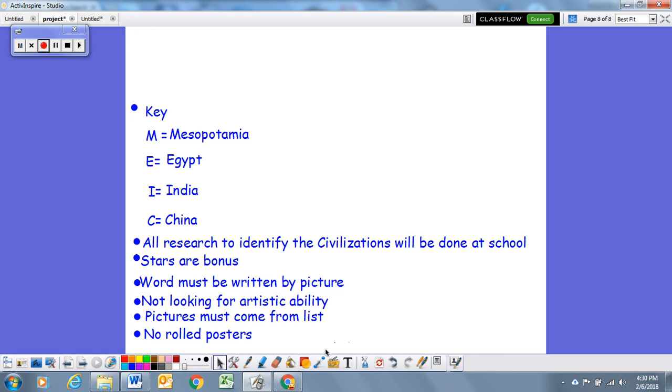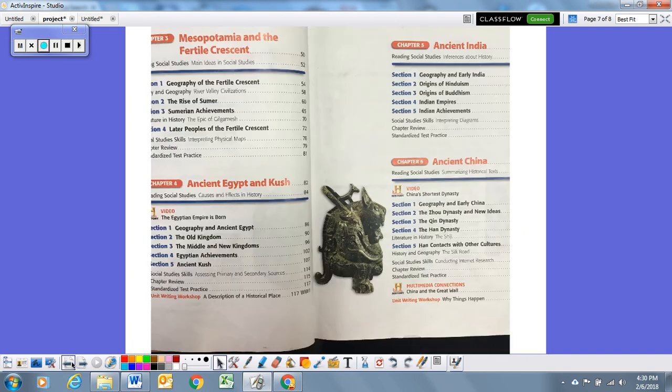Also, no rolled posters. If you're embarrassed by your poster, I can understand that. Don't roll it up. Bring it to school in a garbage bag, and when you come into class, just take it out of the garbage bag and give it to me. Go ahead and pause this and make sure you get all this list and play the video when you're done writing all of these.